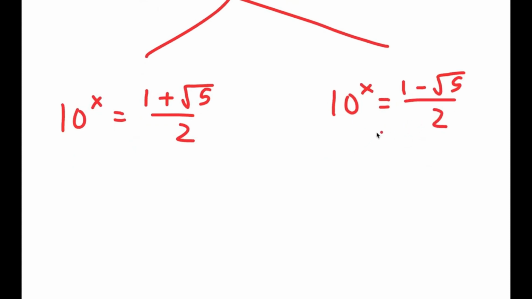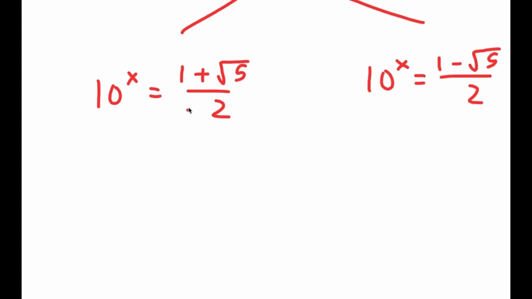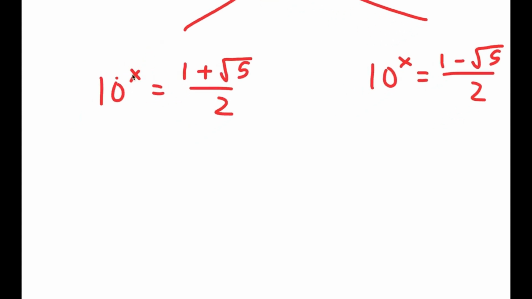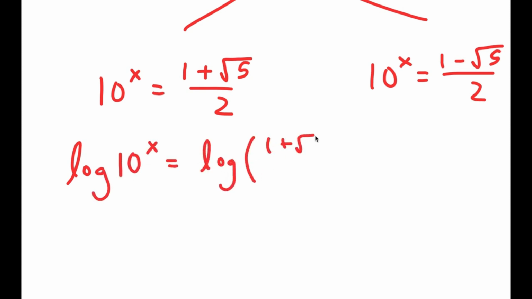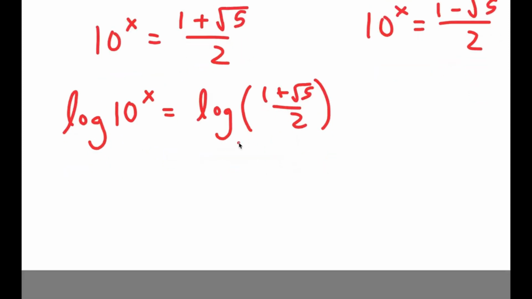So I'm going to first start with 10 to the power of x is equal to 1 plus the square root of 5 over 2. Well, to solve this, we want the x over here, which is an exponent, to turn into an actual term. And to do that, we're going to use logarithms. So I get log 10 to the power of x is equal to log of 1 plus the square root of 5 over 2 when I take the log on both sides.